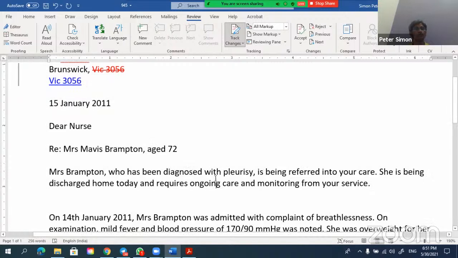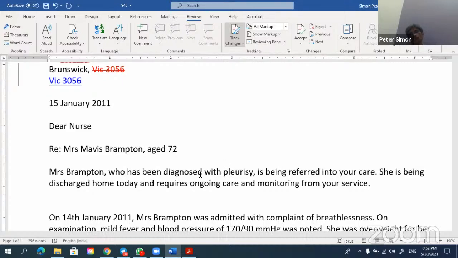Right. Now the case notes I have to see side by side. Okay, the case notes are here. Mrs. Brampton, who has been diagnosed with pleurisy. When was she diagnosed? Recently? Five days back? Recently or five days back? Okay, fine.